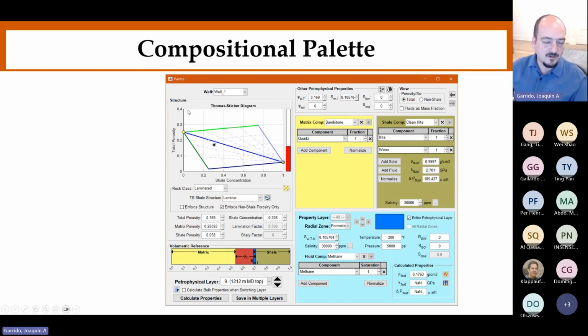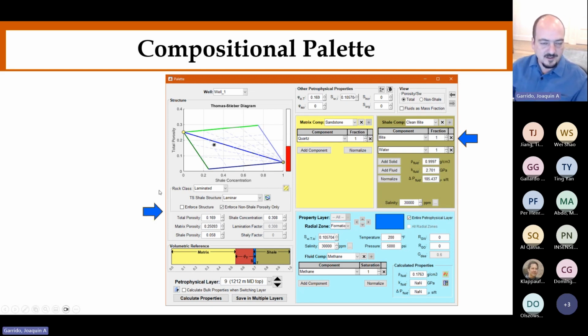And the best way to see them, or what we used to see them, is using the Thomas-Tybert diagram, where you have the total porosity here on the left, shale concentration on the bottom. I'm not going to go into too much detail here, but you can always use the help here for understanding the Thomas-Tybert diagram a little more.